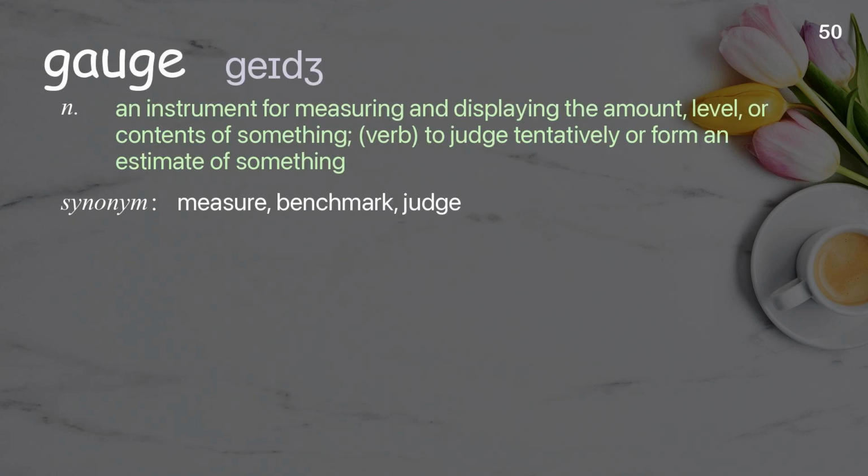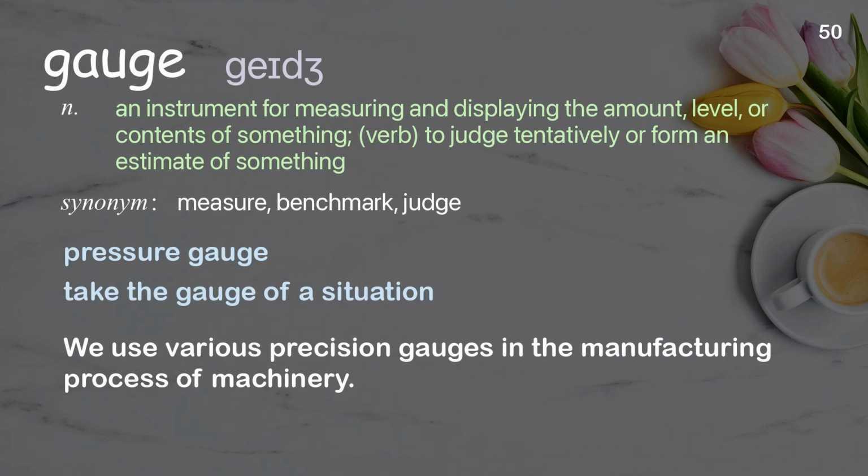Gauge. An instrument for measuring and displaying the amount, level, or contents of something. Verb, to judge tentatively or form an estimate of something. Examples: Pressure gauge. Take the gauge of a situation. We use various precision gauges in the manufacturing process of machinery.